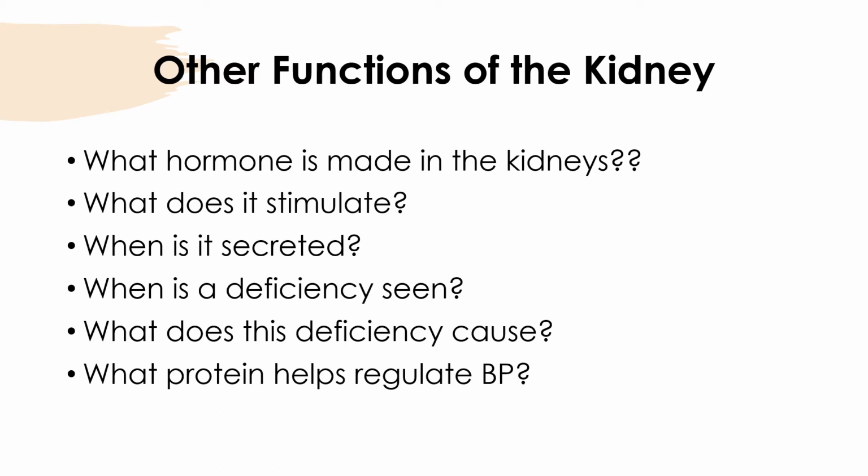And that would be the protein renin. It's actually made and secreted by the kidneys, and it's released into the bloodstream in response to decreased renal perfusion or even decreased arterial blood pressures. So the kidney is a big participant in red blood cell production and also blood pressure regulation.